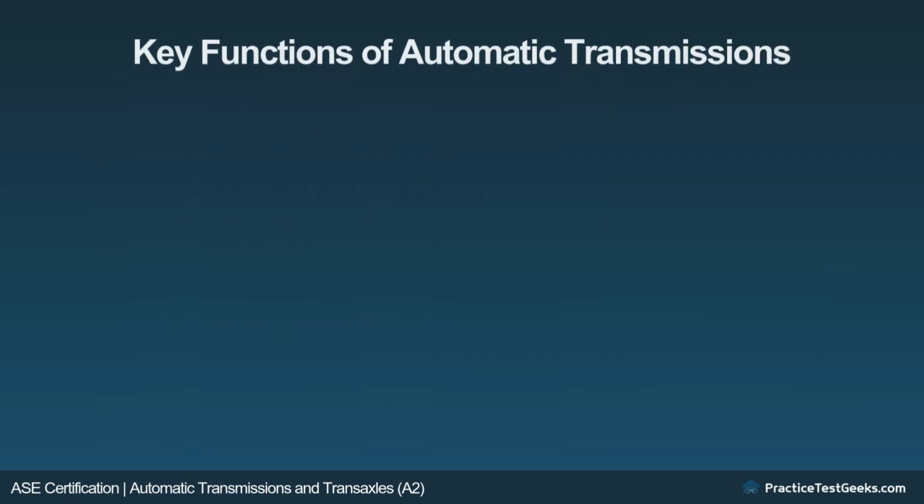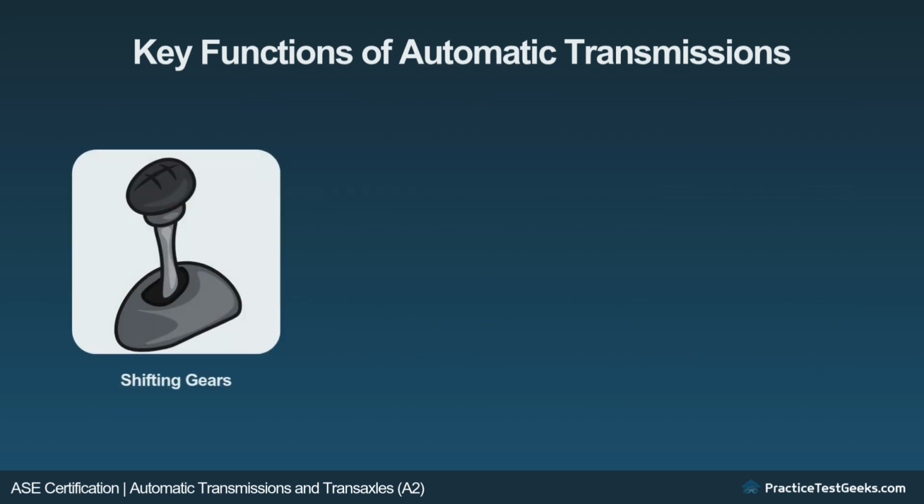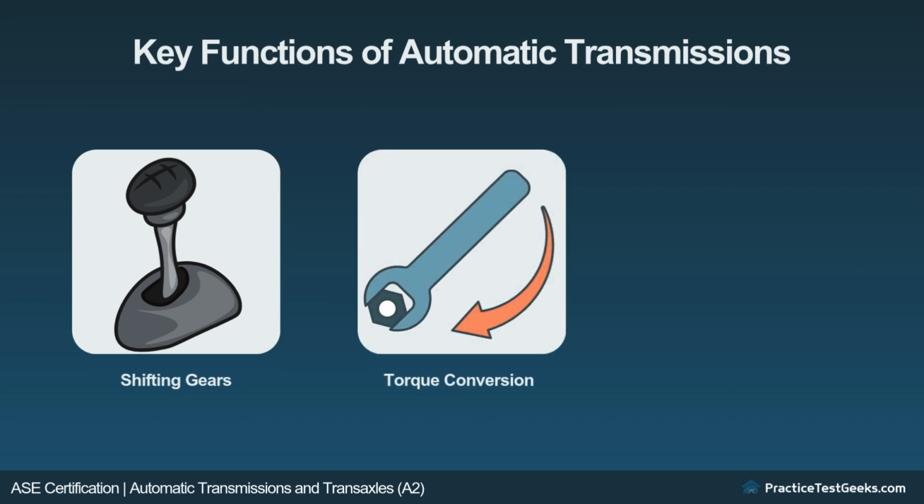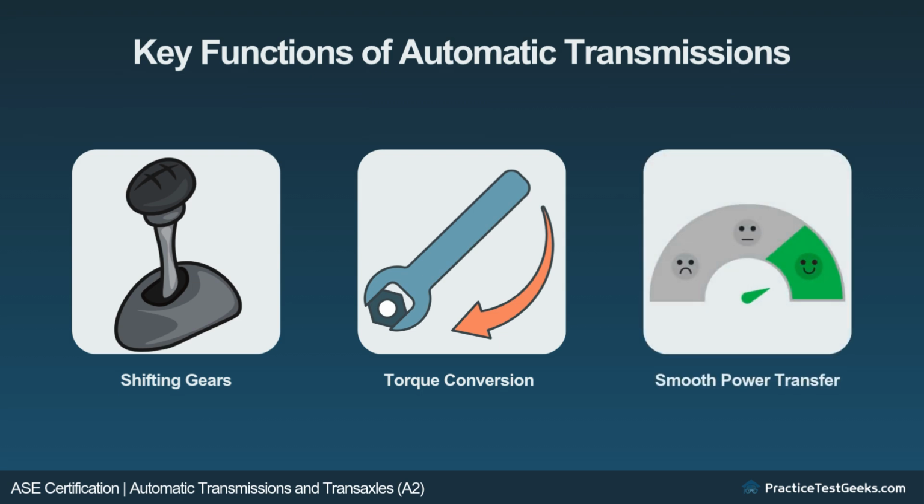Key functions of automatic transmissions. Shifting gears. Automatic transmissions use a combination of hydraulic pressure, mechanical components, and electronic controls to change gears. These shifts are based on factors like vehicle speed and throttle position. Torque conversion. Unlike manual transmissions, which use a clutch to engage and disengage gears, automatic transmissions use a torque converter to transfer power from the engine to the transmission. Smooth power transfer. The transmission ensures smooth shifting and power transfer, allowing the vehicle to accelerate and decelerate smoothly without the need for driver intervention.